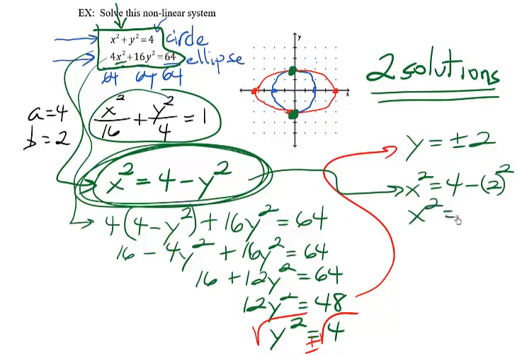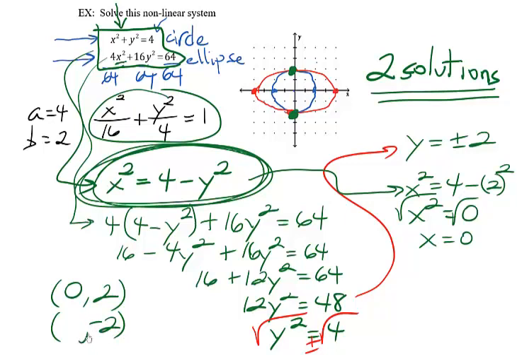This actually works out very easy because this side comes out to be 0. And when I square root, I can't really even have a plus or minus with a 0. I just get x equals 0. So that tells me that the y of positive 2 that we found goes with x equals 0. Now I'm wondering about the y of negative 2 that we found. What does that go with?